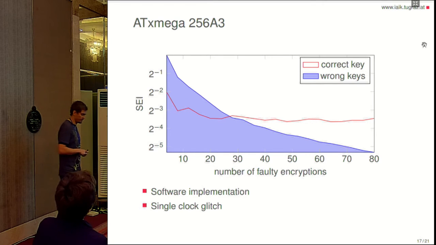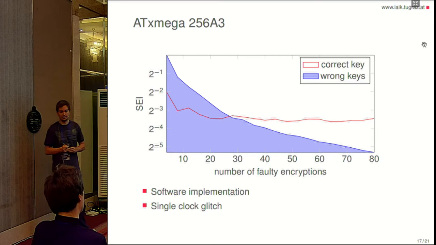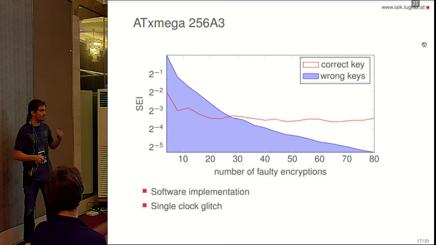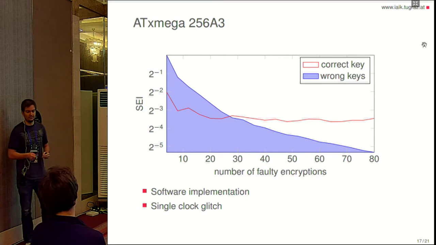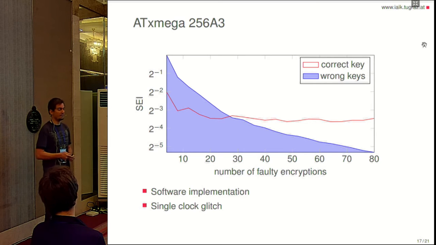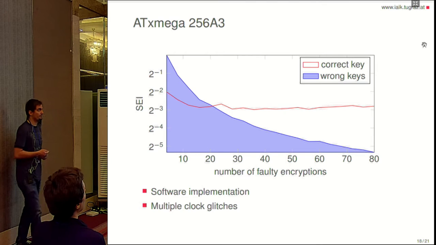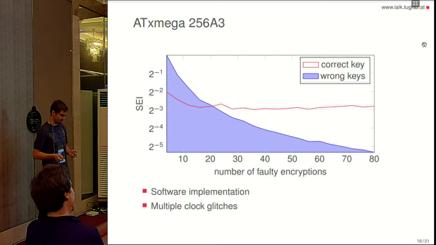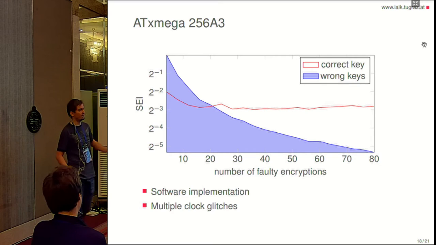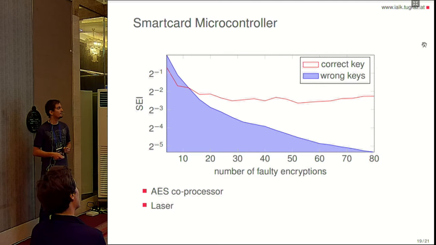And as I've promised before, the attack is quite robust. To show this, and out of curiosity, we performed another experiment, namely instead of inserting a single clock glitch, we inserted 50 clock glitches in consecutive cycles. And the results show that the attack even works better now. So we only need 25, 40 ciphertexts now to reliably recover the correct key. And if you're curious how many faults you need if you attack a smart card microcontroller via laser, I can tell you it's around 50.